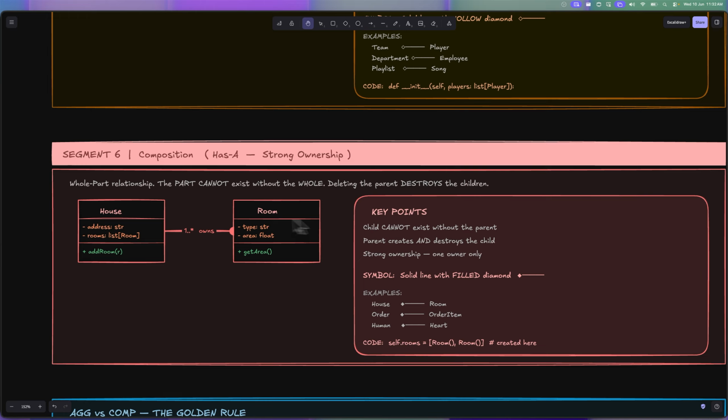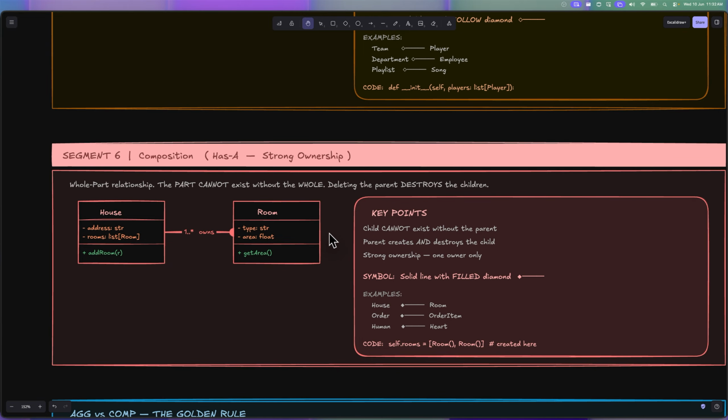That is the first thing. And the second thing is, whenever you destroy the house, the room also gets destroyed. So these are the key points: a child cannot exist without a parent, and the parent creates and destroys the child. Whenever you destroy the house, the rooms are also destroyed. So this is a strong ownership. This contained class cannot exist independently without the main parent class.